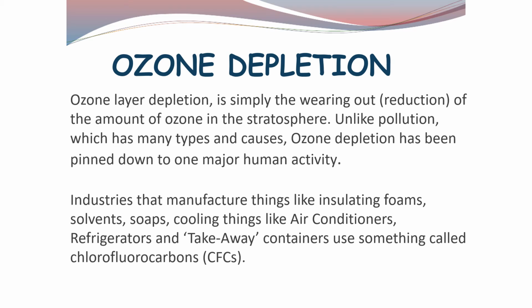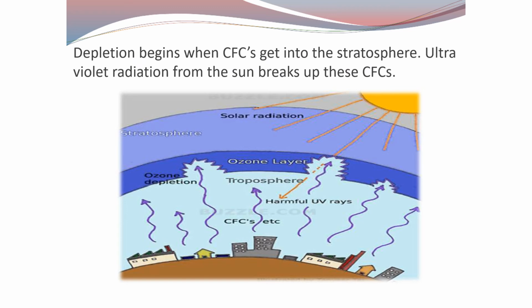Industries that manufacture things like insulating foams, solvents, soaps, and cooling things like air conditioners, refrigerators, and takeaway containers use something called chlorofluorocarbons, CFCs. In this diagram, students, depletion begins when CFCs get into the stratosphere. Ultraviolet radiation from the sun breaks down these CFCs.